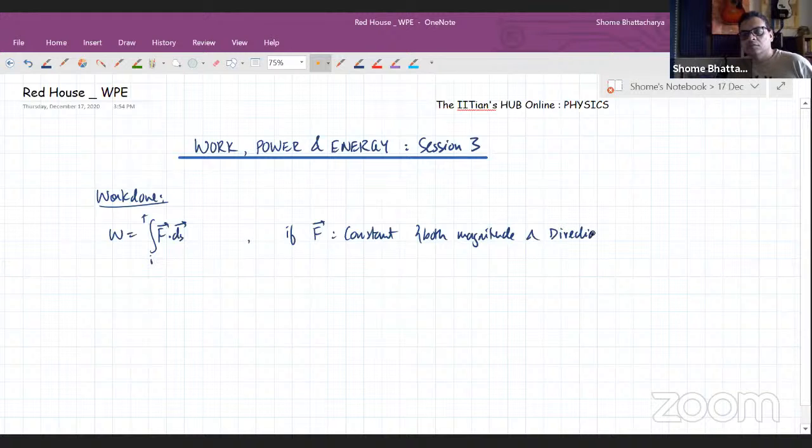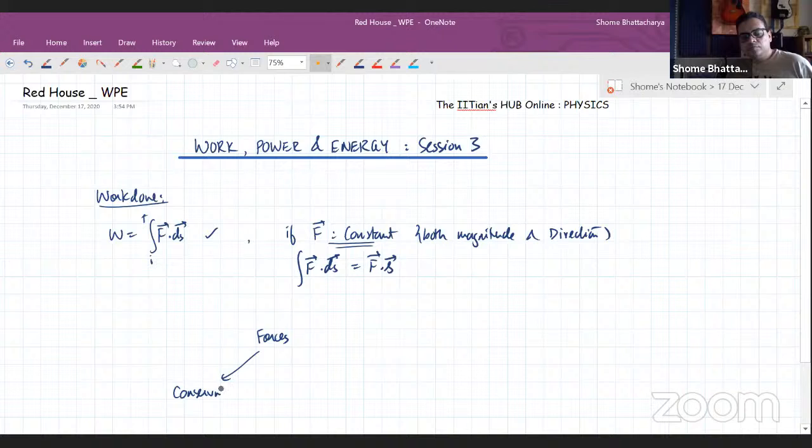then the F dot ds integration becomes simply the dot product of force and displacement. But that is only the case if the force is constant. Otherwise, we have to always calculate the work done by the force by the integration method. Then based on this, we also saw that we can define forces in two categories: conservative and non-conservative.